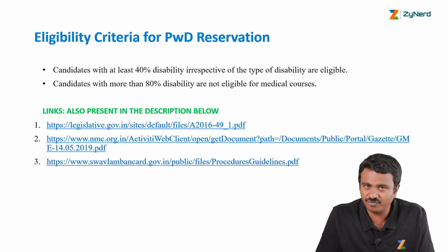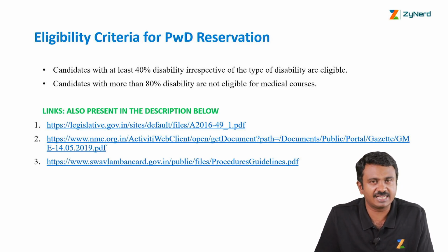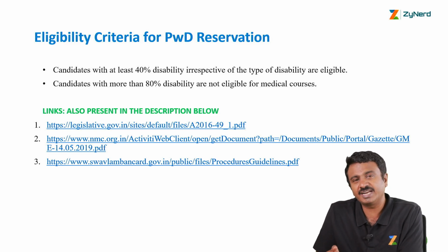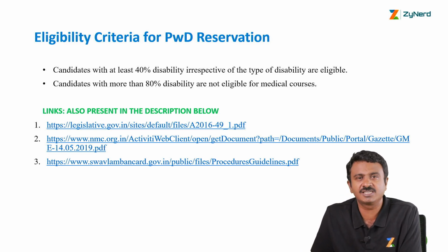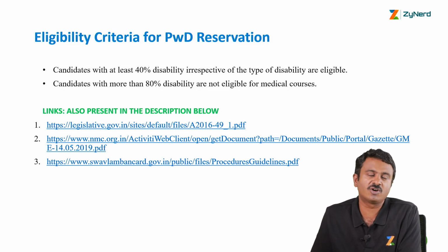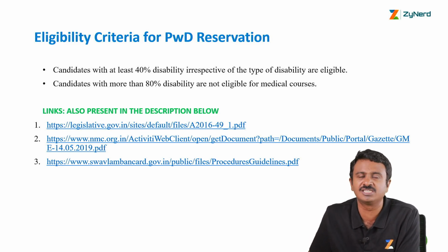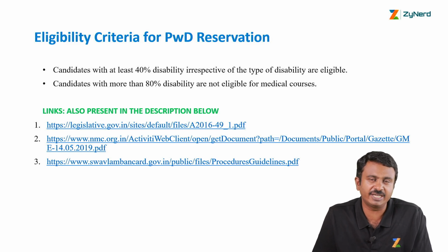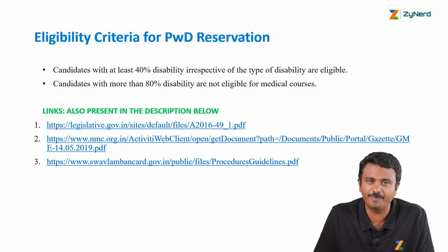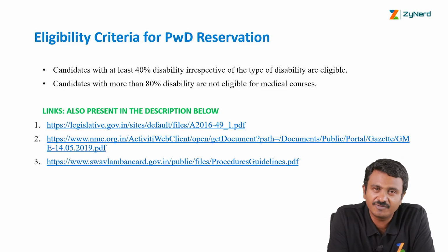If you are between 40 to 80% disability, then the candidate is eligible for PwD reservation. If the candidate is above 80%, then the candidate is considered PwD but not eligible for MBBS or BDS seats, medical seats itself, so they may not be eligible for the course itself. So anybody who has disability between 40 to 80% is eligible for PwD seats. You can avail the reservation and get the reserved seats.